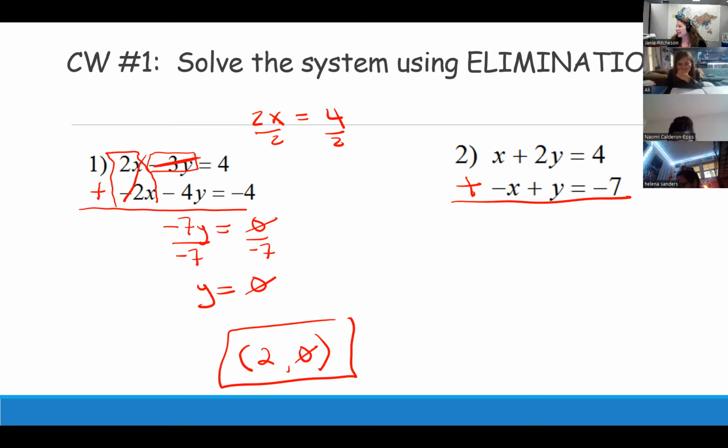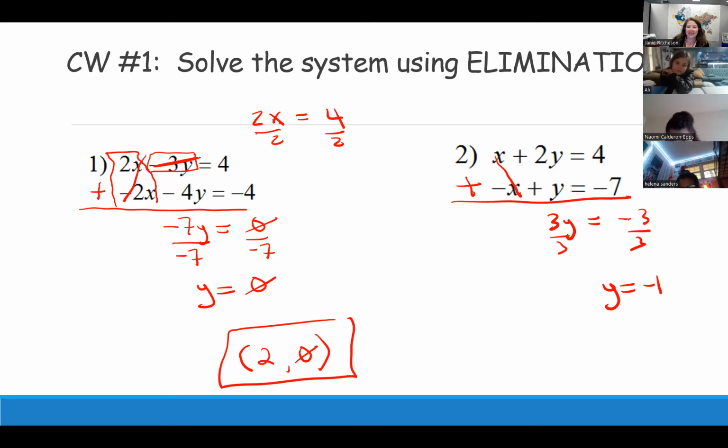All right, so Helena thinks the answer is 4, -1. I think she's right. Our x's eliminated each other. So 2y plus 1y is 3y. 4 combined with -7 is -3. So if we divide both sides by -3, y is -1. So the y value is correct.